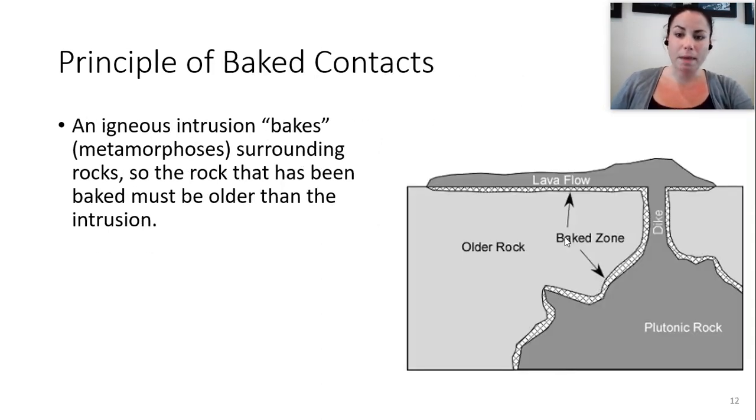Next, the principle of baked contacts. We've talked about igneous intrusions in a previous lecture. When we have an igneous intrusion that bakes or metamorphosizes the rock around a dike or some sort of intrusion, that rock has to be older than the intrusion itself. So think about how we have an igneous intrusion that comes up and we have a lava flow, and right around it is that baked zone. The rock that has been baked must be older than the intrusion itself.